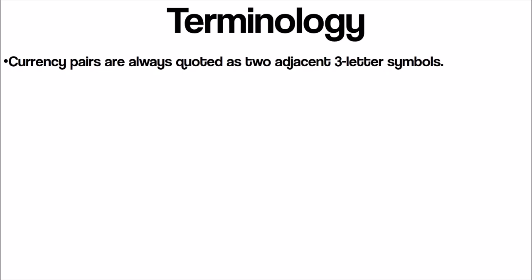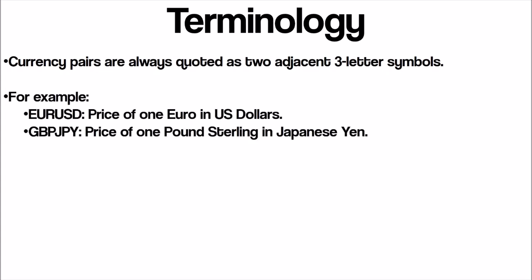Generally each currency has a three-letter symbol, and when you quote a currency pair, you just have two adjacent three-letter symbols. For example, if you're talking about the price of €1 in terms of US dollars, you'll quote what's called euro dollar, which is the symbol EUR/USD. Similarly, if you're talking about the price of £1 sterling in terms of Japanese yen, so that's basically how many Japanese yen you'll need to buy £1 sterling, you look at the symbol GBP, which is pound sterling, Great British pounds, and JPY, which is Japanese yen.